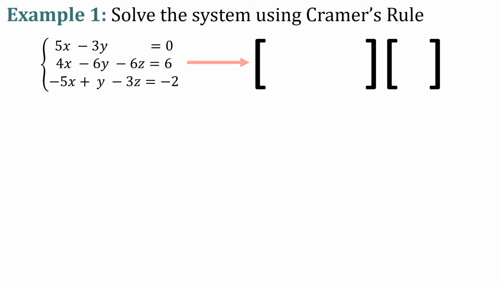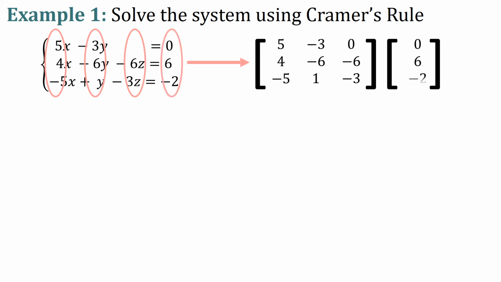We need to turn this into two matrices. So first, we need to pull our x coefficients. 5, 4, negative 5. They all become a column. We're going to do the same thing with our y coefficients. Negative 3, negative 6, and 1. And with our z coefficients. Now, we're missing a z in the first equation, so in its place goes a 0. So 0, negative 6, negative 3. And in its own matrix goes our answers, 0, 6, and negative 2.